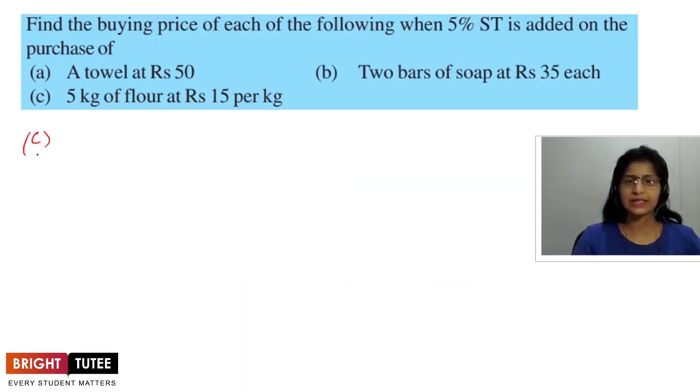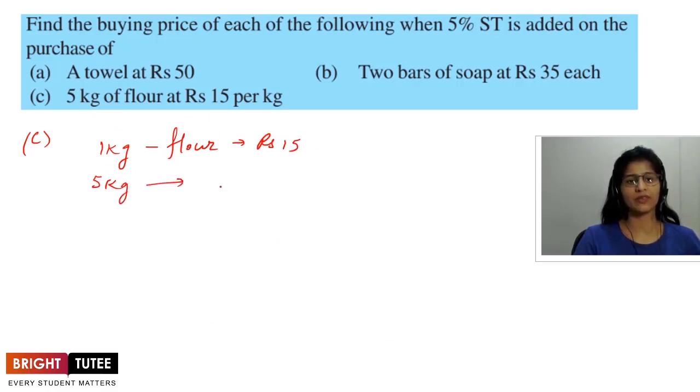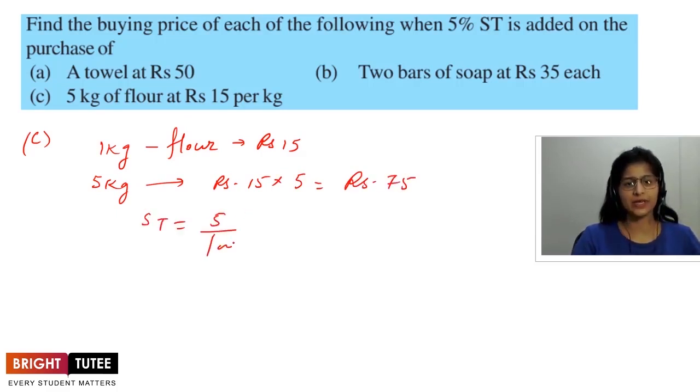Now let us discuss the last part, that is C part. They're asking 5 kilogram of flour at rupees 15 per kilogram. So the price at which they are selling 1 kilogram of flour is rupees 15, and we have to buy 5 kilograms. So 5 kilogram we will have rupees 15 into 5, that is rupees 75. This is the selling price. Sales tax is 5% of 75.